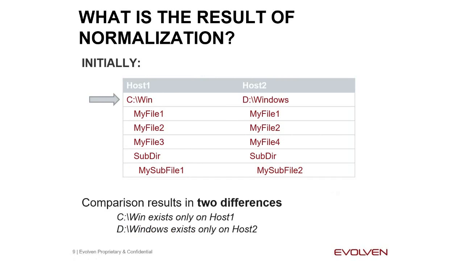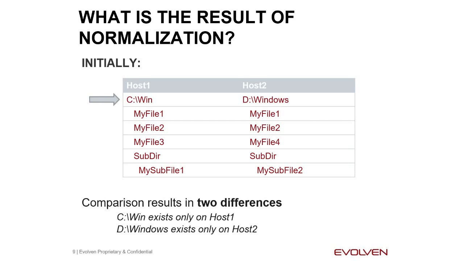So what's the result of doing a normalization? Well, first, before we even talk about a result, let's talk about what would happen if we didn't do normalization. So here we have two servers, host 1 and host 2. On host 1, you have a cwin directory. On host 2, you have a dwindows directory, and this comparison is run. Now, when you run this, what you'll see are only two differences. You'll see that on one system, there exists a folder called cwin, and on the other host, you'll see that there's a folder that is called dwindows.